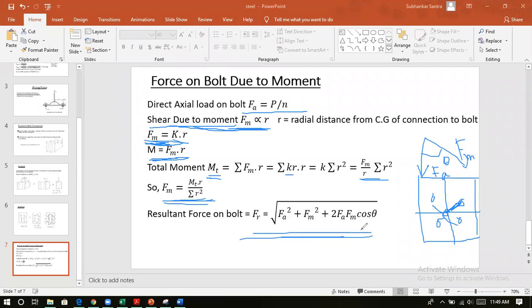Once we solve one problem, we'll see how to find the force due to moment on any bolt and the force due to direct load on each bolt, and we'll be able to find the resultant force on any bolt. Okay. In the next video we'll solve one problem based on this theory.